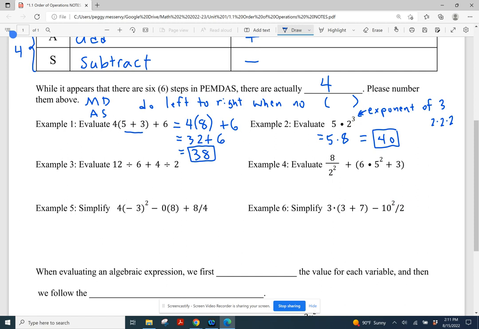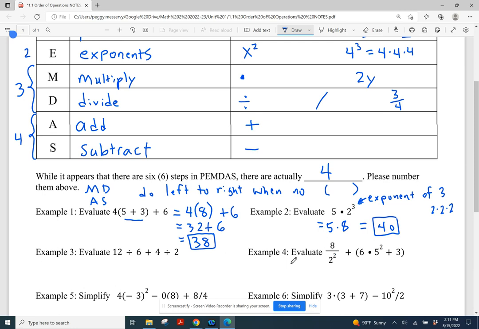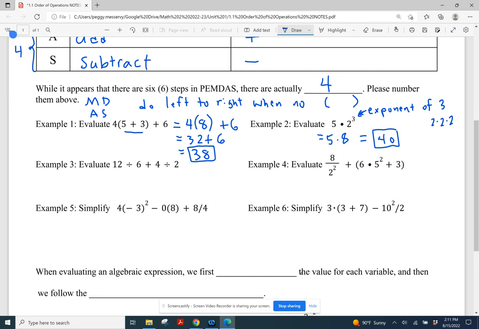All right, example 3. Analyze the structure. Notice I have a division, and I have an addition. So before we do the adding, we have to do the dividing because that's order of operations. The multiplying and dividing come before the adding and the subtracting. So we'll do the 12 divided by 6, which is 2. We'll do the 4 divided by 2, which is also 2. And our final answer will be 2 plus 2 is 4. So there's our final answer of 4.